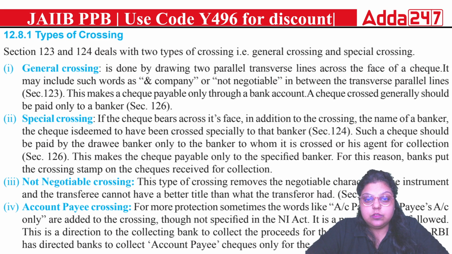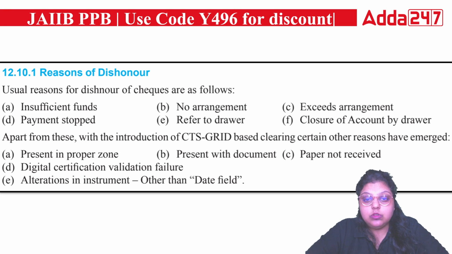Okay, next, the dishonoring case. Dishonor is the situation when the bank returns the check unpaid to the drawer. There are certain reasons for that. It can be insufficient funds. In case of insufficient funds, it is also known as a bounce of a check, and in case of insufficient funds, imprisonment and fine have to be paid by the drawer.